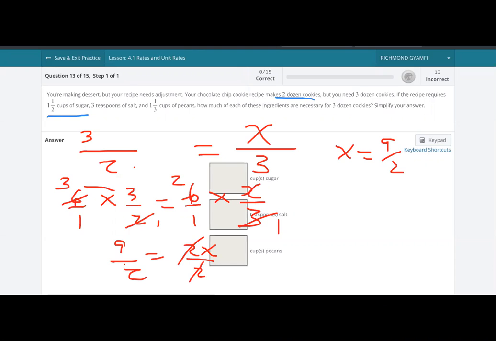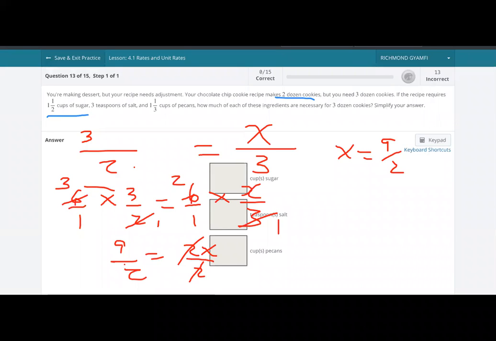Now, converting this to a mixed number again, please, these are in the integrated review. Go look at them, okay? I know that it's been a long time for many of us. So please go back and look at them. Take your time and go through them.